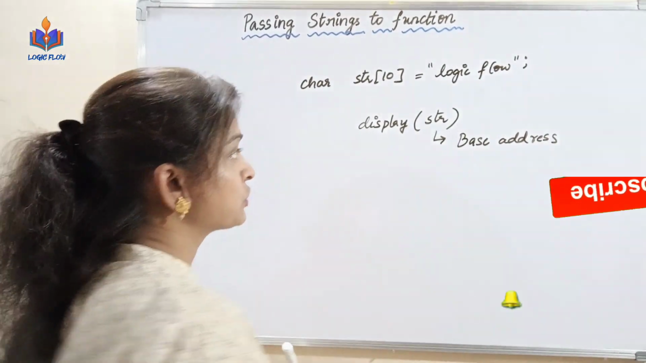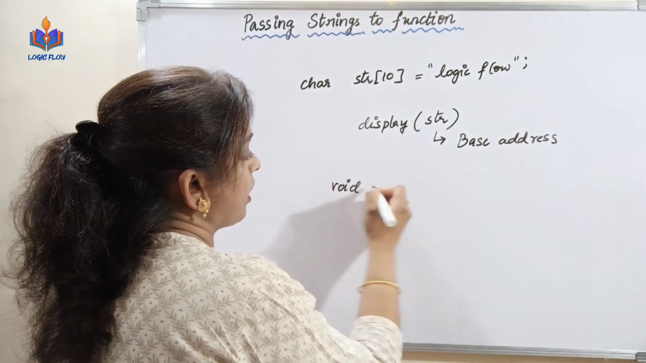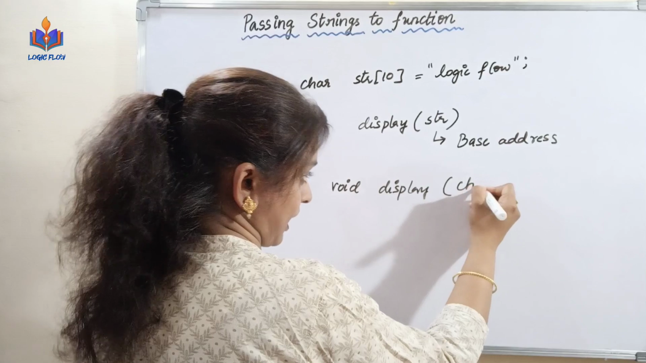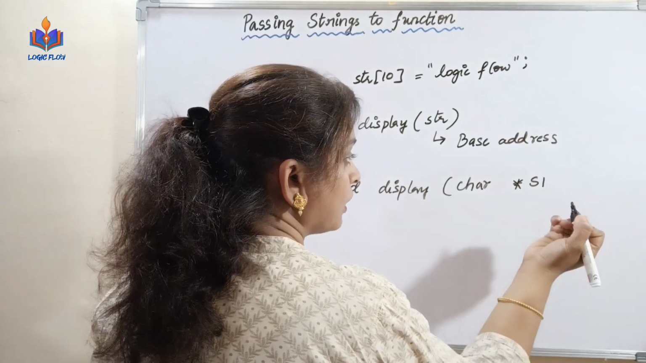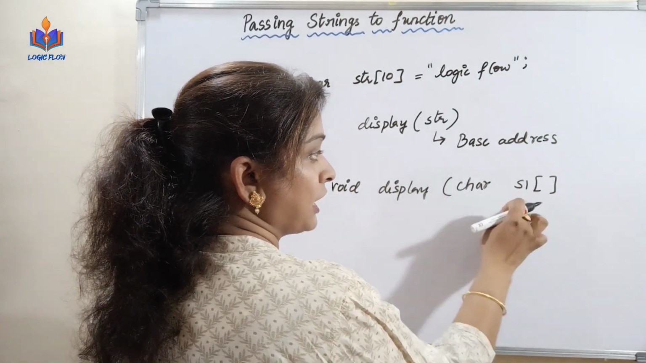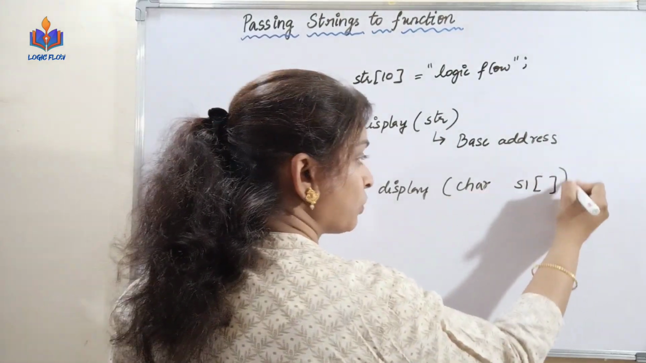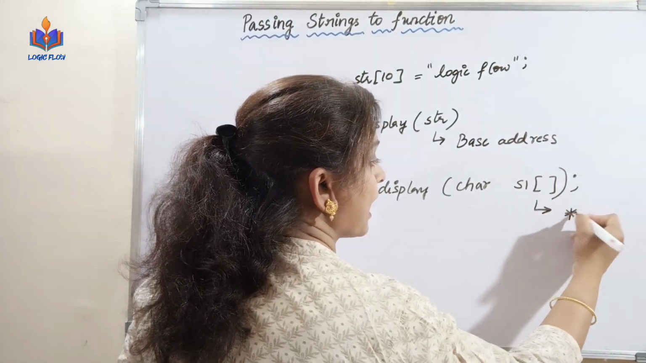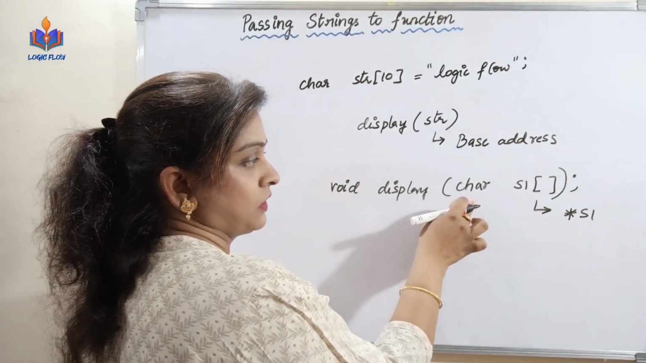So how do I receive it? In the function declaration or definition header, I can just say display, then char asterisk S1, or you can say S1 with square brackets, like this also. It is not a duplicate array, it will be acting as a pointer to character. So you can write like this in the declaration, or you can write asterisk S1, which means it is a pointer to character. This is in the declaration part.